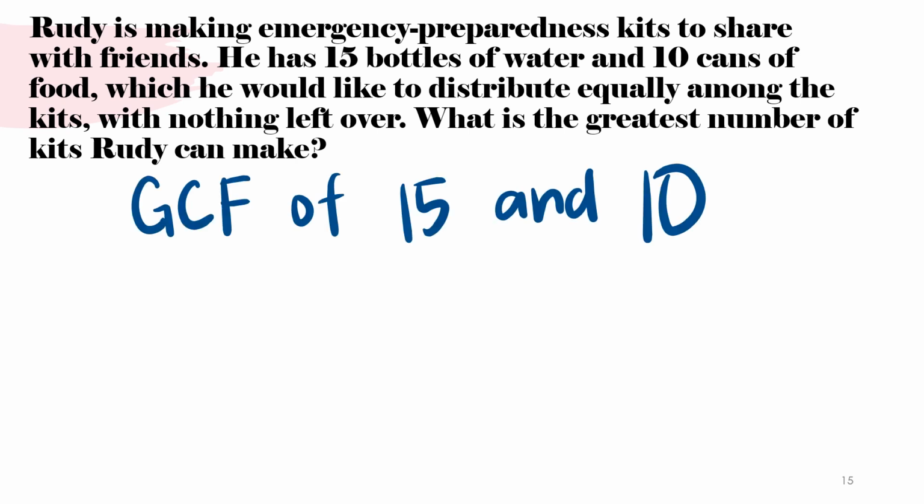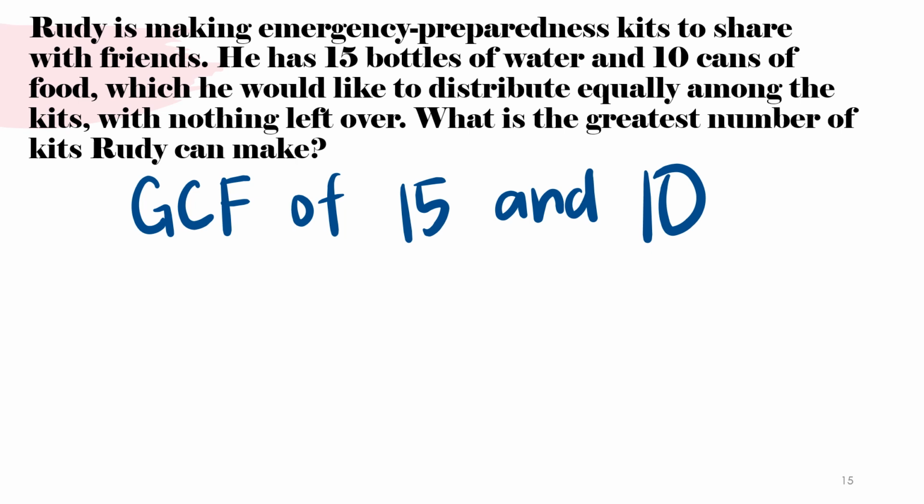Now, what we've really done here is we have found the greatest common factor of 15 and 10. So let me show you the more formal way that we would solve this problem. We would say, okay, we're looking for the greatest common factor of 15 and 10, because that means that number would be divisible by both of those numbers with nothing left over.